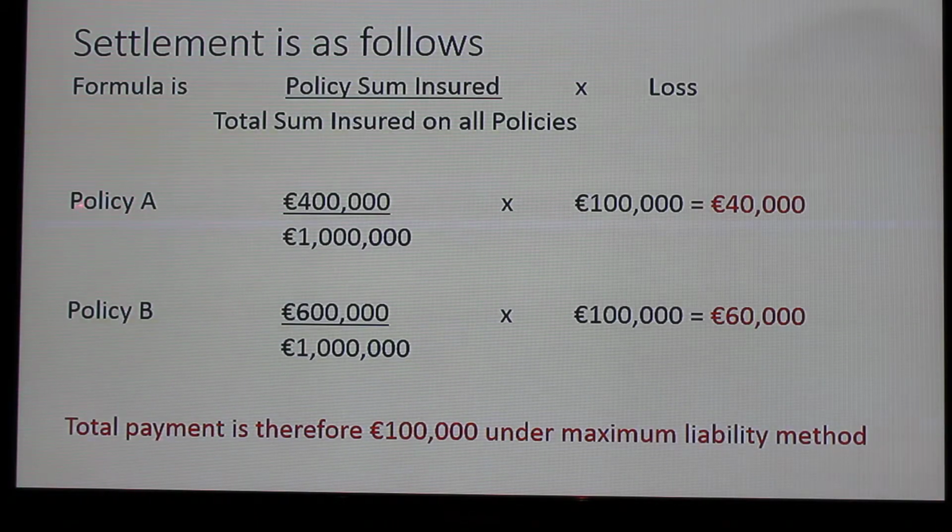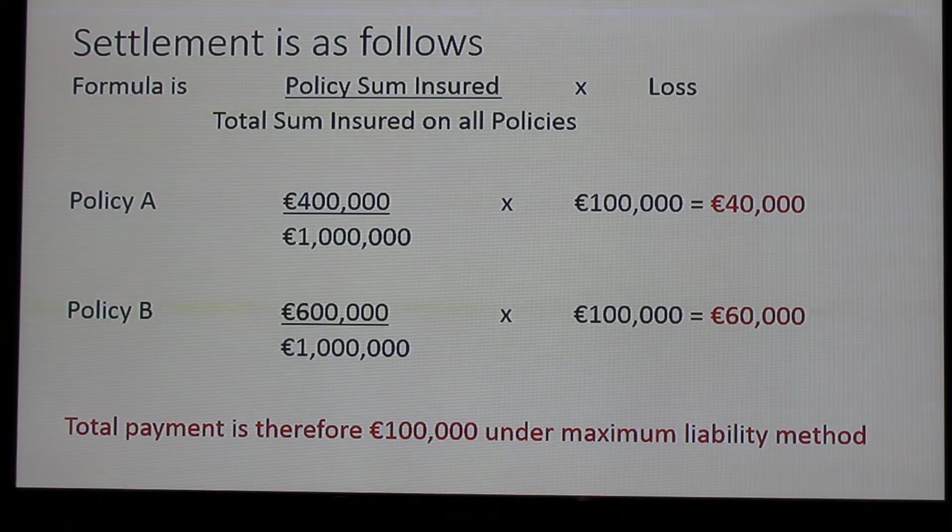So if we apply that for policy A, the policy sum insured was 400,000, the total sum insured was 1 million on all the policies. When I multiply that by the loss, policy A is going to pay €40,000. Similarly, using the same formula, policy B will pay 60,000, so the total payments will be 100,000 under the maximum liability method.